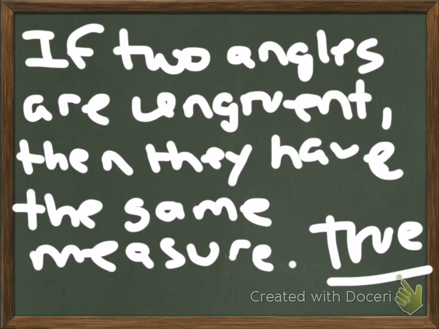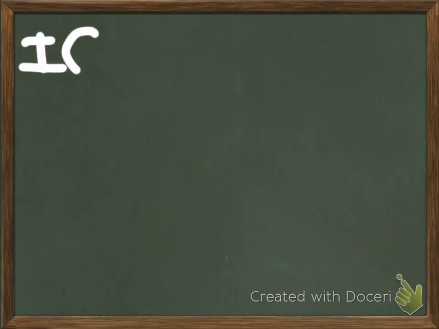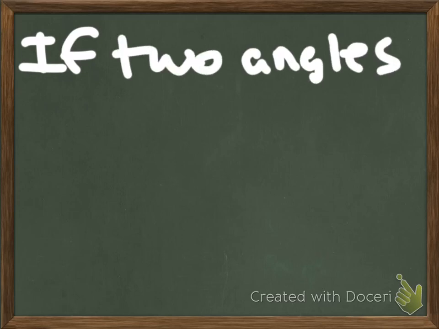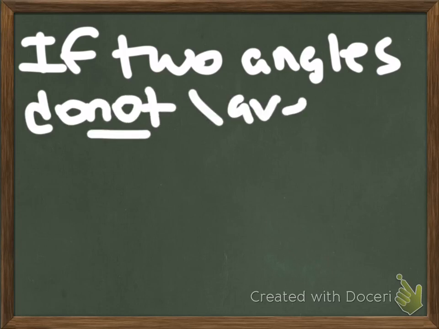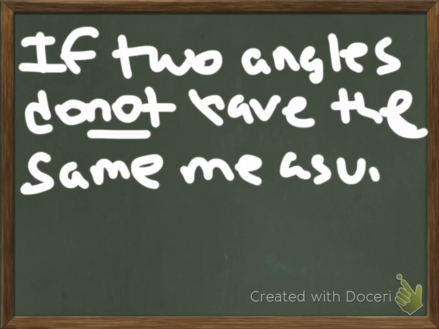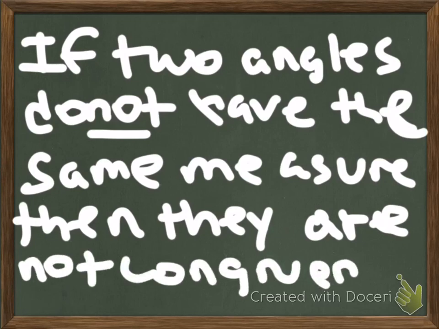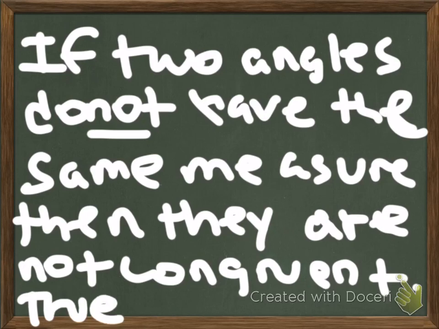Then we do the inverse, which is negating the hypothesis and conclusion. So if we go back to the original statement, we're going to say if two angles do not have the same measure, then they are not congruent. So this would be considered true because you have two angles that are not the same measure. Since that's the definition of them having to be congruent, then we can conclude that they're also not congruent. So this is a true statement.